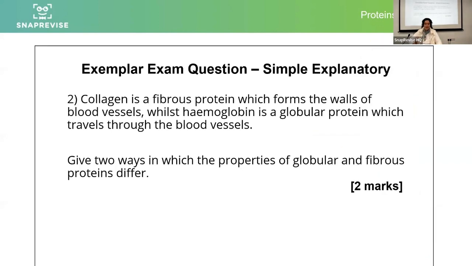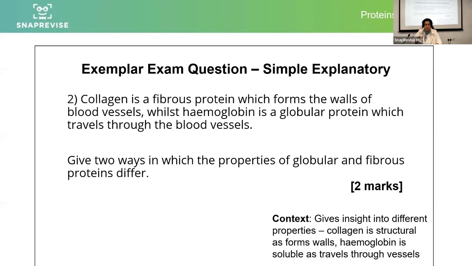Let's see an example question. Collagen is a fibrous protein which forms the walls of blood vessels, while hemoglobin is a globular protein which travels through the blood vessels. We're going to see in the structure of blood vessels that they have a layer of collagen and then another layer of elastin. Don't worry about that quite yet. Give 2 ways in which the properties of globular and fibrous proteins differ for 2 marks. So not too long an answer.